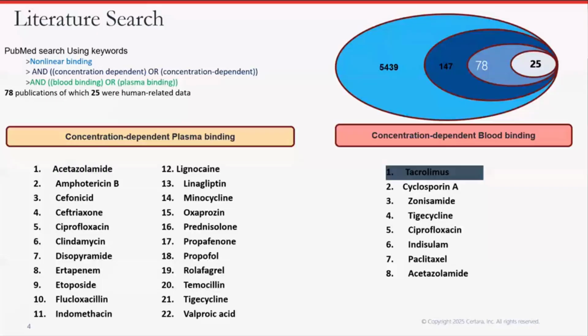As with tacrolimus, on the right-hand side there are 8 other compounds listed that also show concentration-dependent blood binding, and on the left-hand side are compounds that show concentration-dependent binding to proteins in the plasma. So there are quite a few compounds that this applies to.